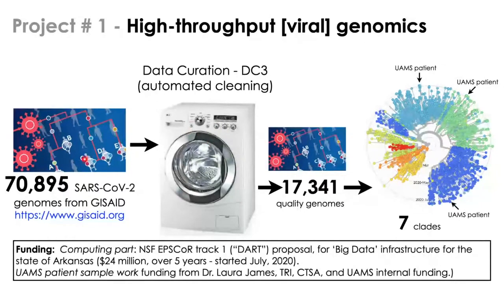In our case, and again, this is about a month ago, we had 70,000 SARS coronavirus 2 genomes available for this website. 70,000 genomes. You've probably seen stuff in the newspaper sometimes: oh, it's mutating fast and all kinds of things are happening. Well, it turns out there's varying quality. Some of them are really poor quality and some of them are good quality.